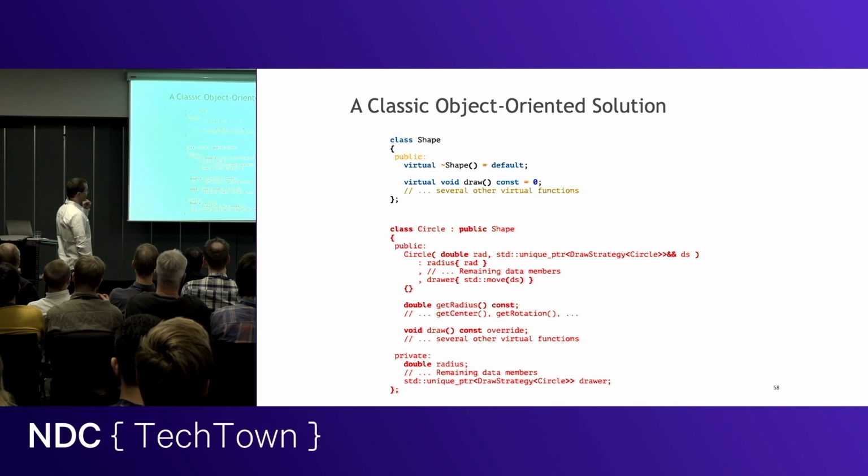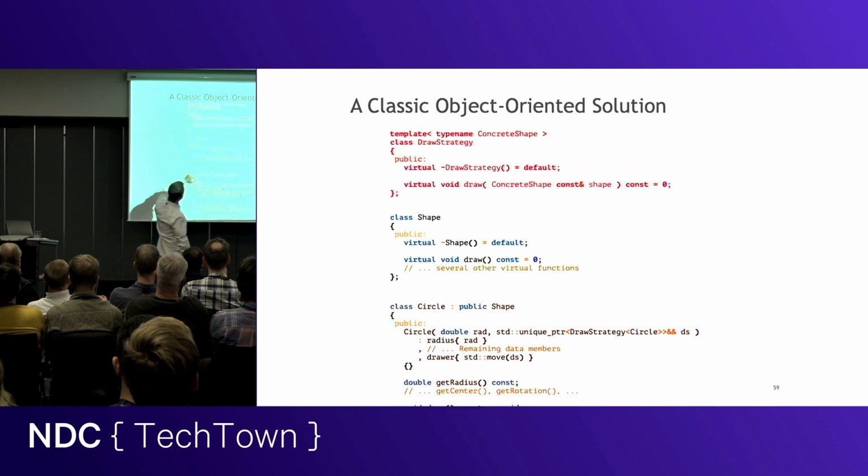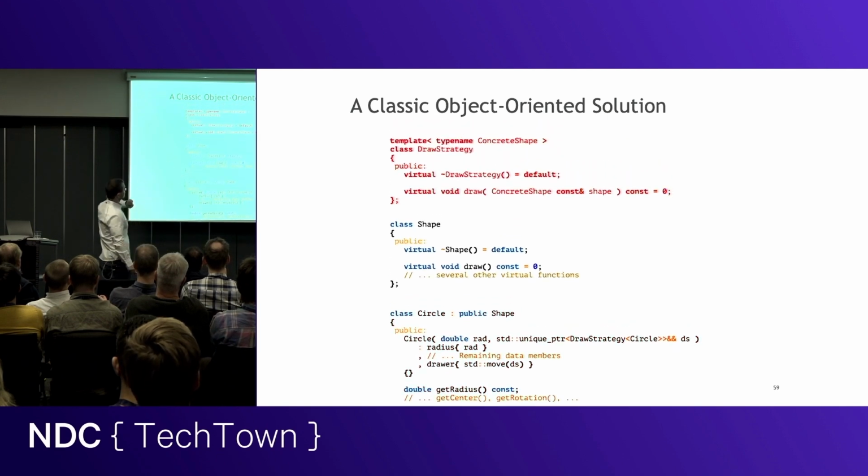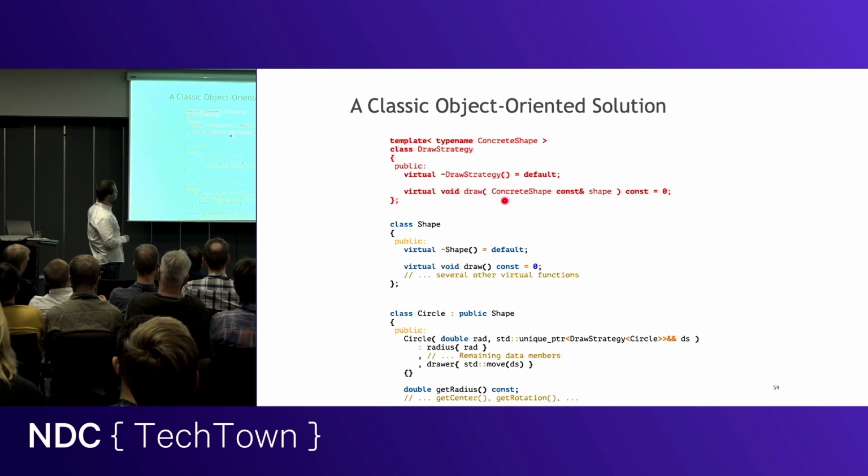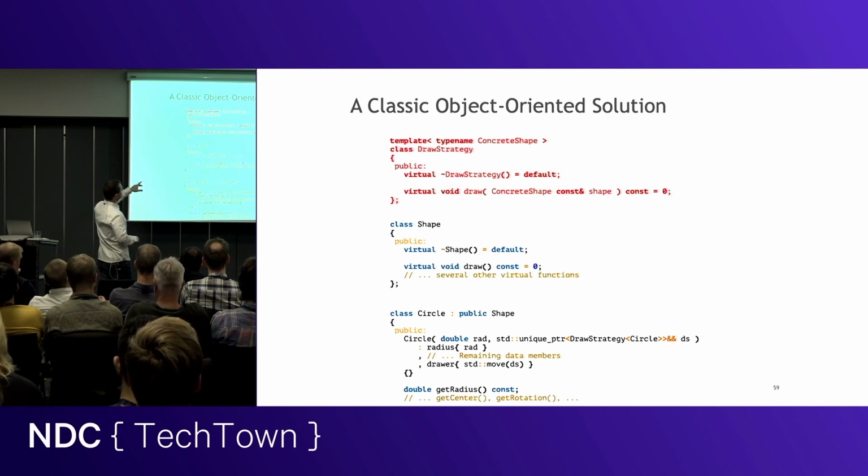This is where I've thrown in a design pattern, the strategy design pattern. So we're going to introduce a base class called DrawStrategy. That thing is going to represent the implementation details of drawing. That thing is able to draw a concrete shape. Could be circle, could be square, something else.